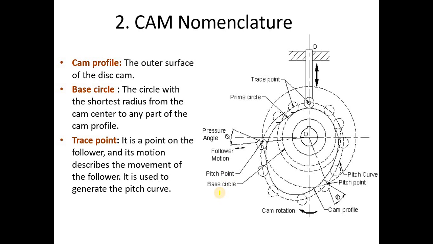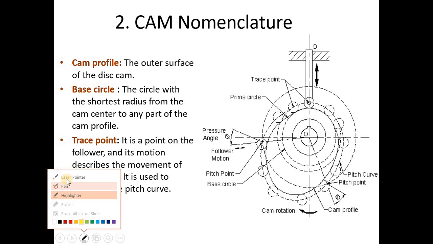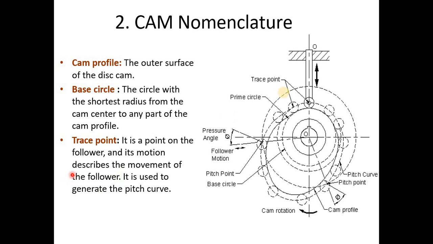You can see over here, I will take the laser pointer so you can understand. Look at this cam profile. You can see over here, this is the cam profile. Look at this, this is the roller follower, and this is what we call the profile we will get after the end of one complete revolution.